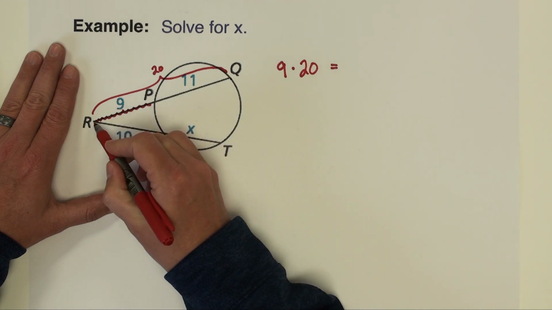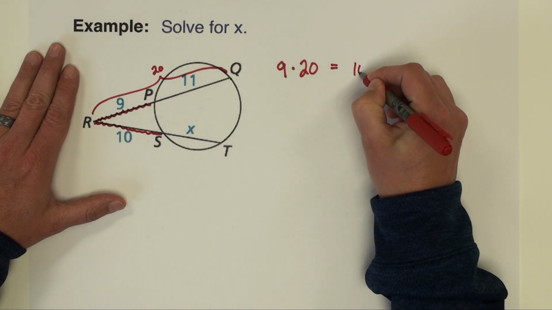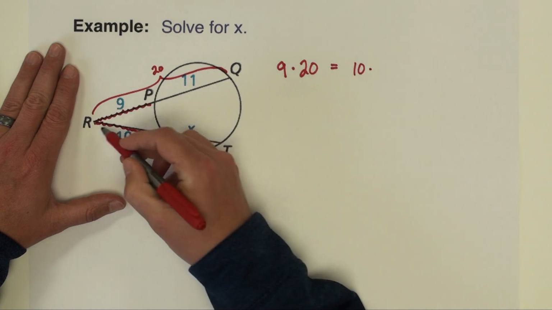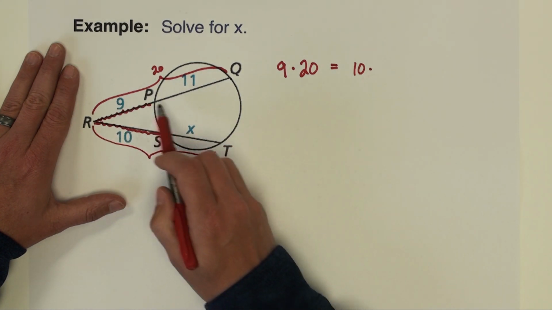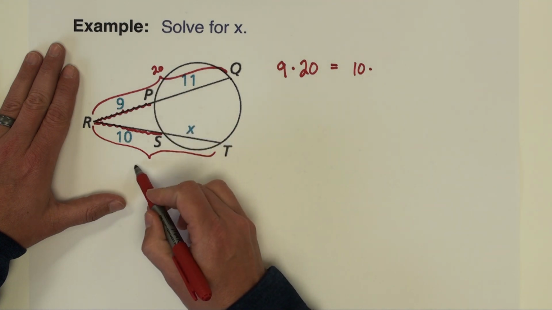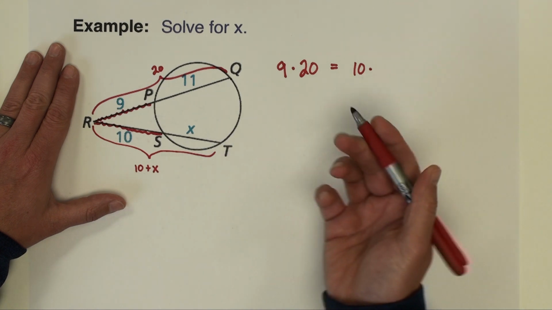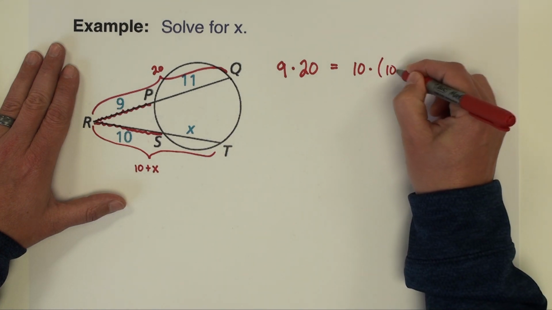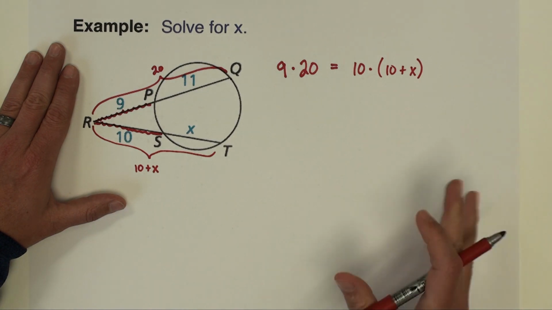I'm going to do the same thing on the other secant. I want the outside length, which is 10. I'm going to multiply by the length of the entire thing. And the entire thing, just like up here, 9 plus 11 gave 20, I'm going to do 10 plus x. Only I can't put those together any more than that. So there's the beginning.